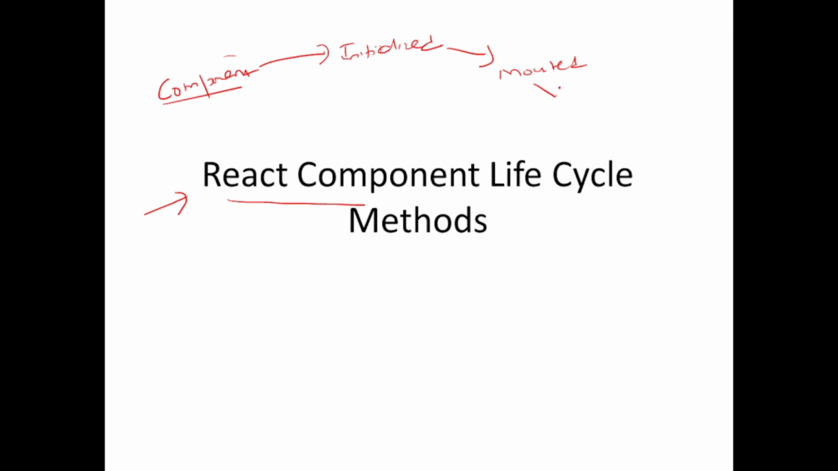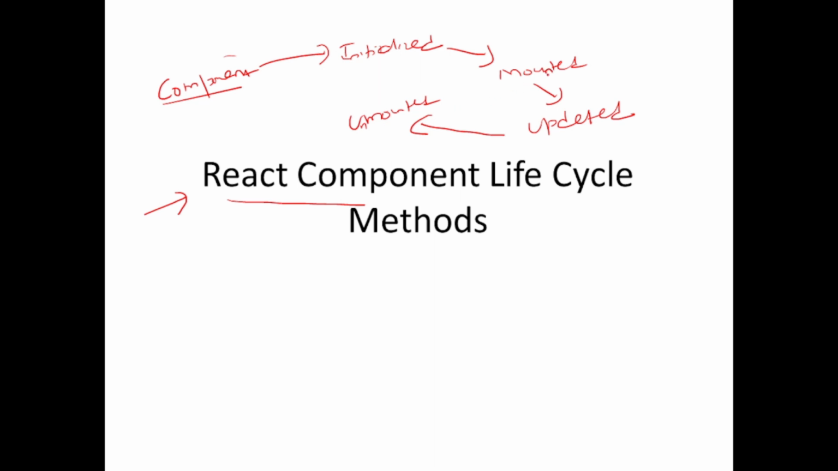The next thing is we have to look at certain React component lifecycle methods. What do you mean by a component lifecycle? Say you are having a class component that you are creating, and this component goes through a life cycle. That is, first this component will be initialized, and then it will be mounted, and then whenever changes happen, the component will be updated, and finally the component will be unmounted or removed from the DOM.